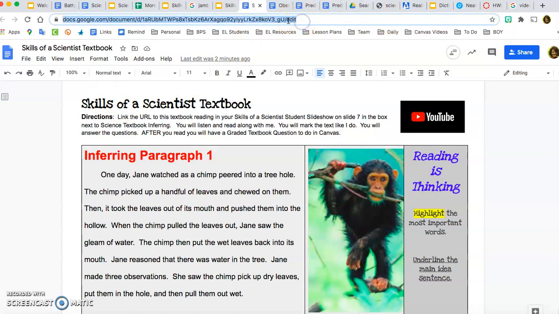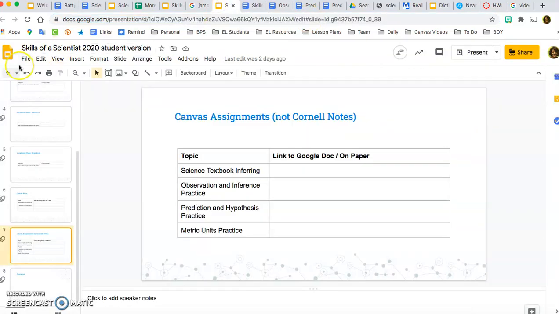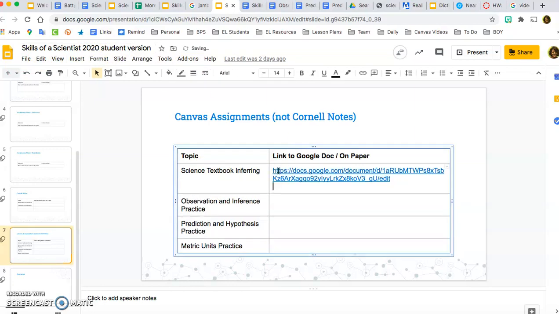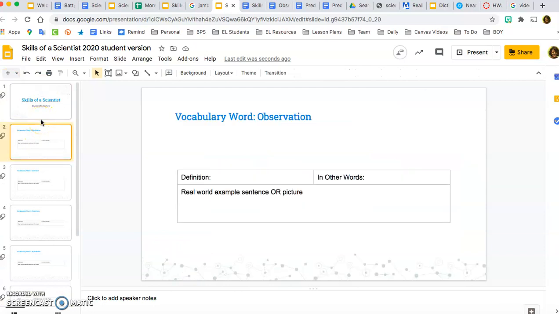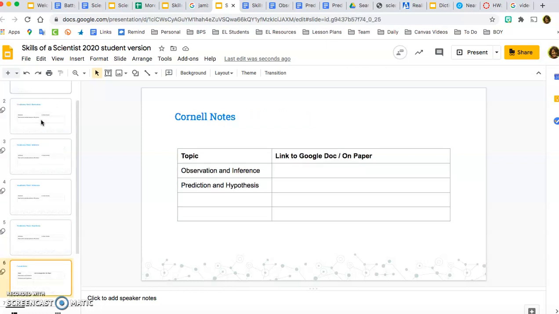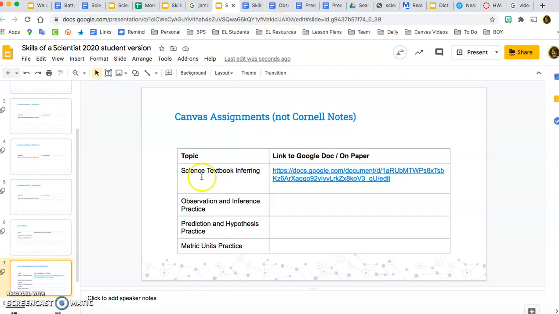So I'm going to click on here. It highlights it in blue. I'm going to copy it, and then I'm going to go to my Skills of a Scientist student version, and right here I'm going to paste it, and there I have it linked. So now every time I'm using my Skills of a Scientist students slideshow to study for all my homework and tests, on slide 7 I have my science textbook. All right, so that is linked.